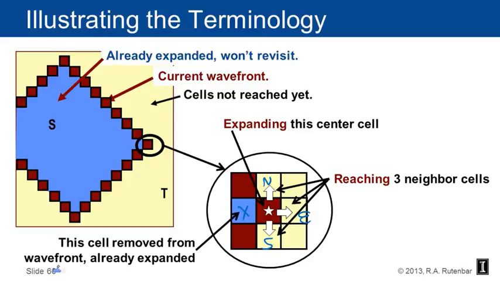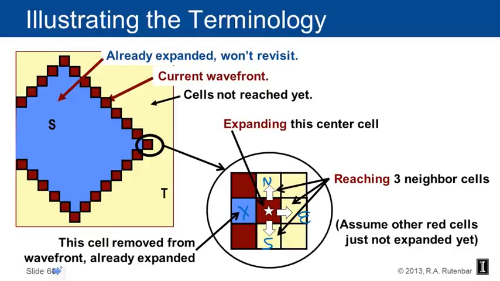And so I'll just click on that and say, this cell's been removed from the wavefront. It's already expanded, which means it's been reached. We mark the grid. No, you don't get to look there again. Okay? And let's just assume that the other cells, the 2 other red cells, have not been expanded yet. They're sort of sitting in the wavefront.